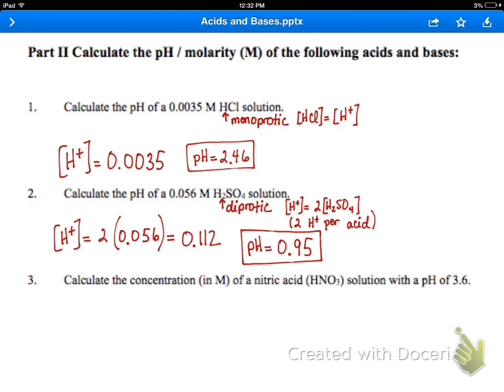Very, very low pH. Note, that's because sulfuric acid is such a strong acid, and this is a pretty high concentration, so the pH is going to be very, very low.